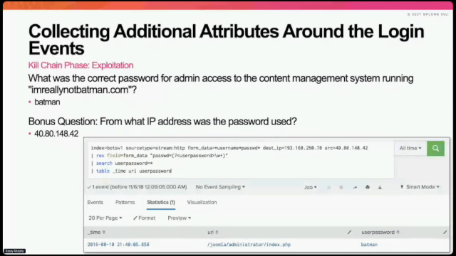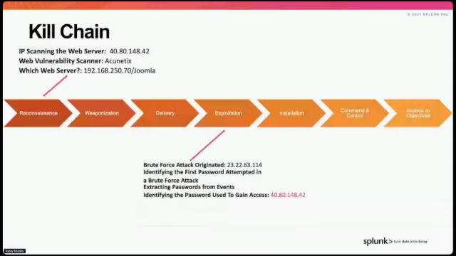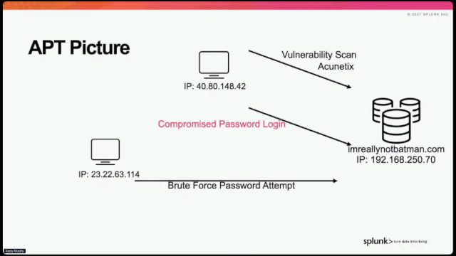So if I add the IP address of the successful login event, add a table command to that to include the time, the URI, and the password, I can actually isolate these specific attributes and can add this information to our report just for future purposes and more situational awareness. So we can see here, the URI was this Joomla administrator index.php utilizing that password of Batman. So I'll go ahead and add that to our exploitation phase of the kill chain here. And I will also add it here to our APT picture.